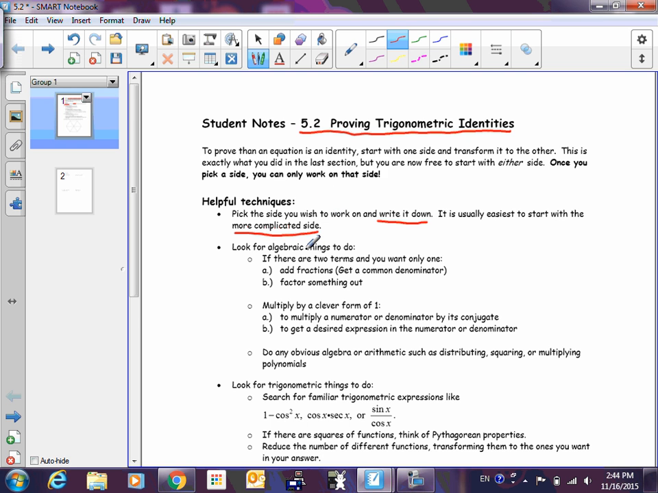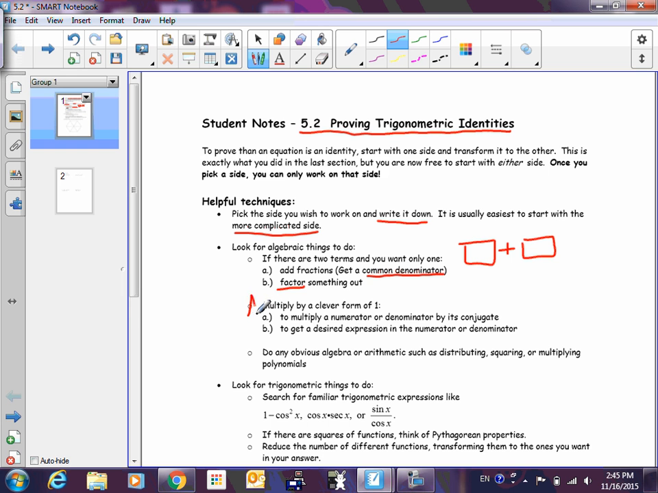You've taken algebra 1, algebra 2. You know algebra. All right, so there's some things that we could do. If you have two terms, like something plus something, and you wish this was only one term, you need to add fractions, which means get a common denominator. This is what we left off on Friday, and I'm going to go back to that example in a minute. Sometimes we need to factor. I'll explain what that looks like when we get to that type of example.